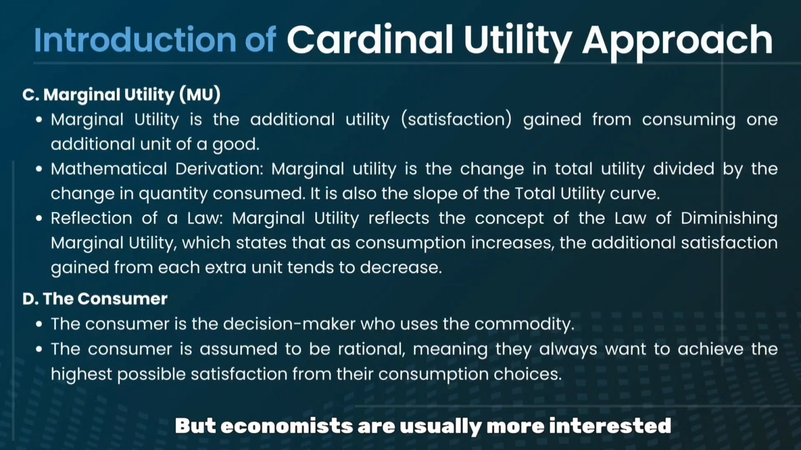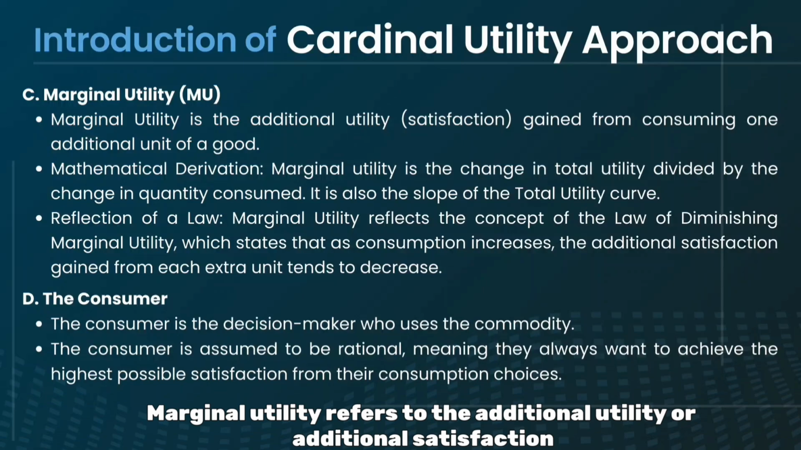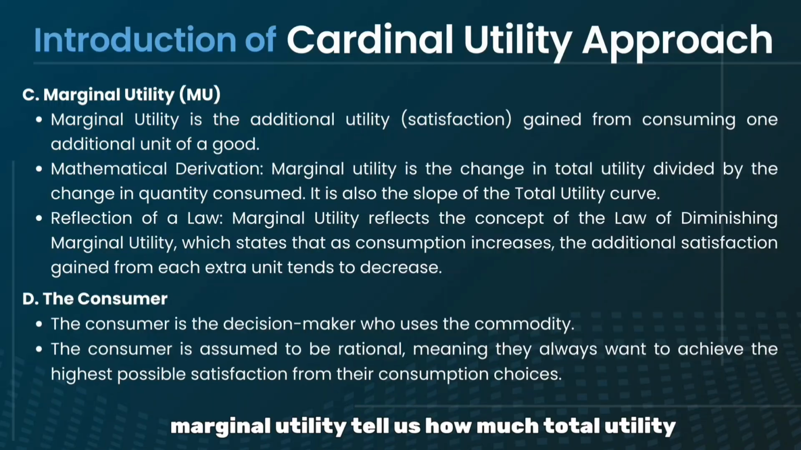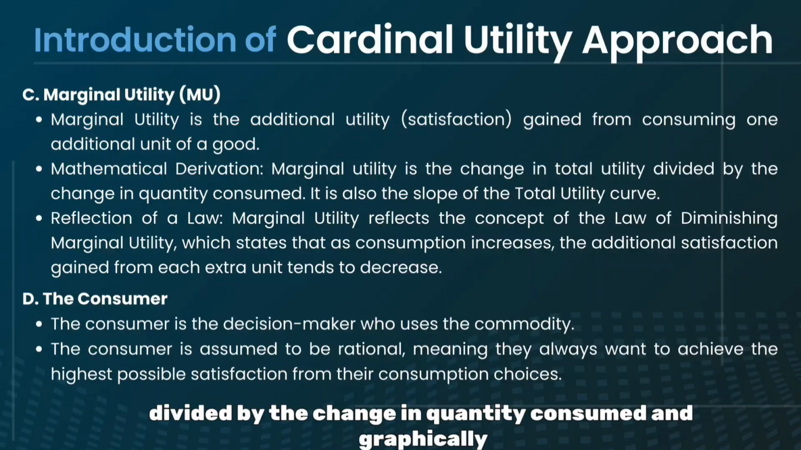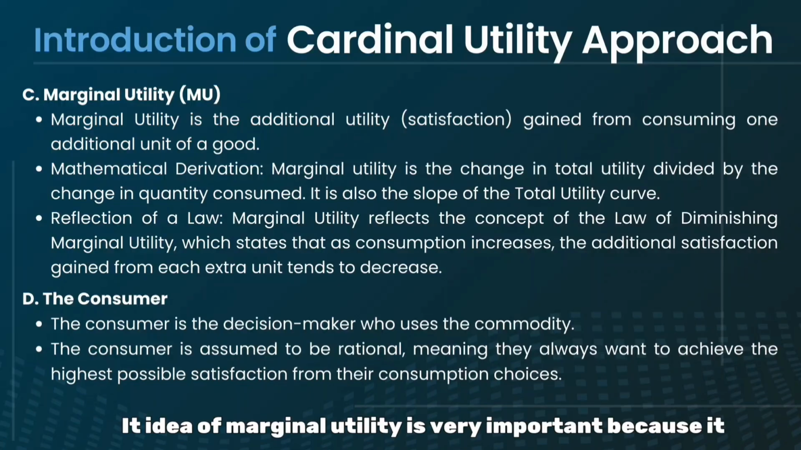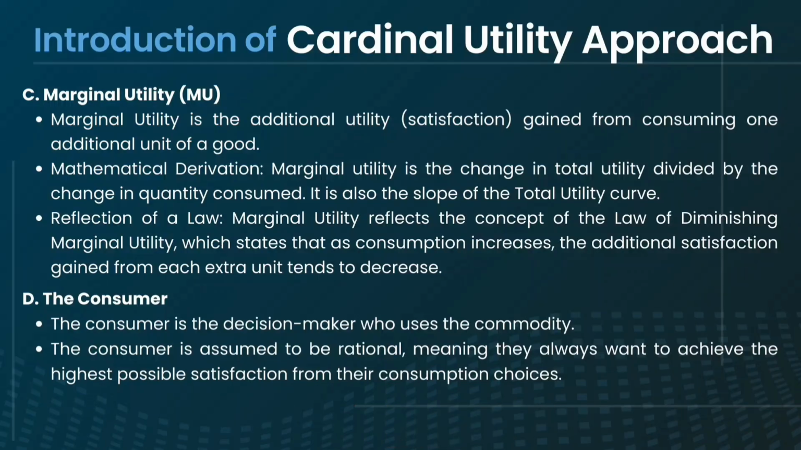But economists are usually more interested in marginal utility, or MU. Marginal utility refers to the additional utility or additional satisfaction gained from consuming one more unit of a good. Another way to say this: marginal utility tells us how much total utility changes when quantity increases by 1 unit. In mathematical terms, MU is the change in total utility divided by the change in quantity consumed, and graphically it is the slope of the total utility curve. This idea of marginal utility is very important because it leads directly to the law of diminishing marginal utility.